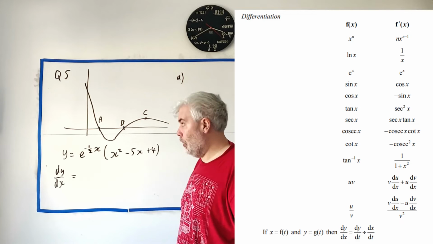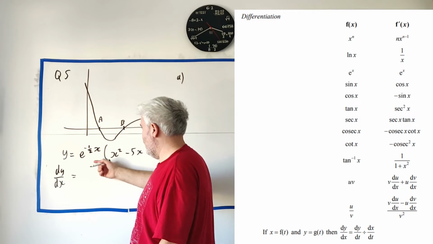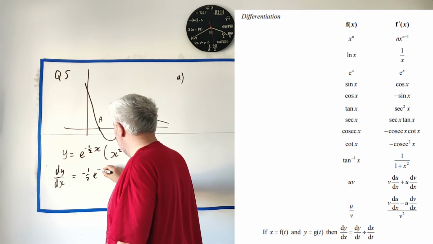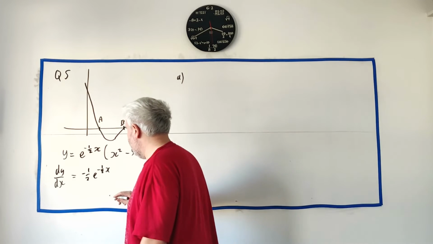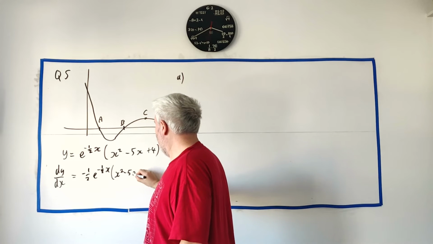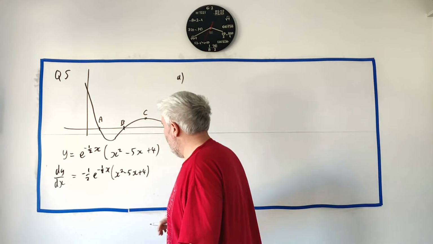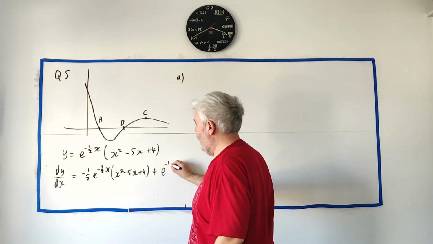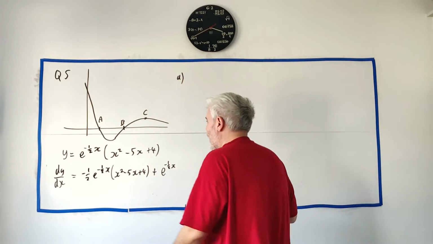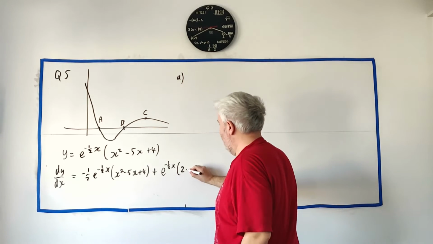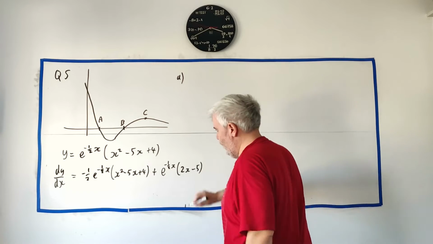So we use the product rule. Let's differentiate this one first. We get minus a half e to the minus a half x multiplied by this guy left alone, x squared minus 5x plus 4, and then we leave this one alone, plus e to the minus a half x, and we differentiate this one. That's 2x minus 5.